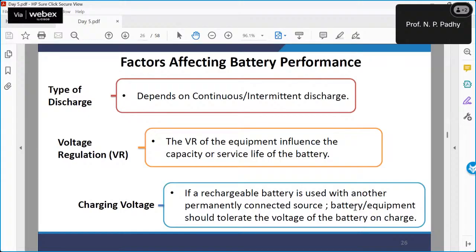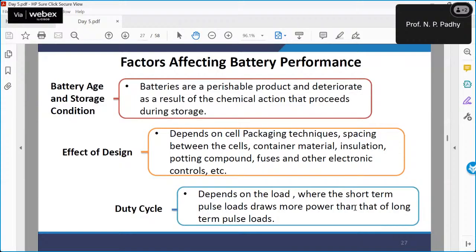The voltage regulation of the equipment influences the capacity and service life of the battery. If a rechargeable battery is used with another permanently connected source, the battery equipment should tolerate the voltage of the battery on charge. That is charging voltage strength. Then we'll talk about battery age and storage condition.